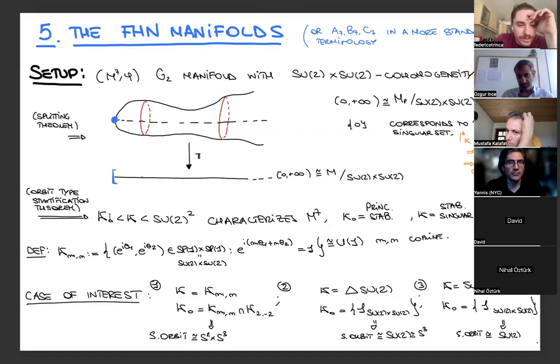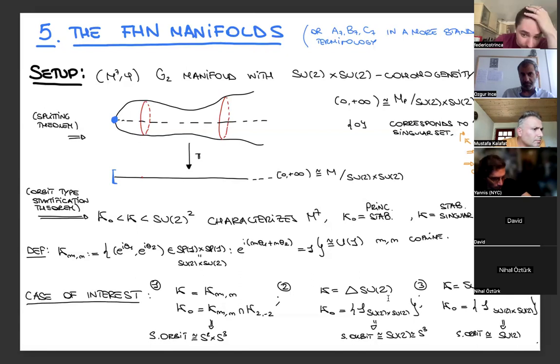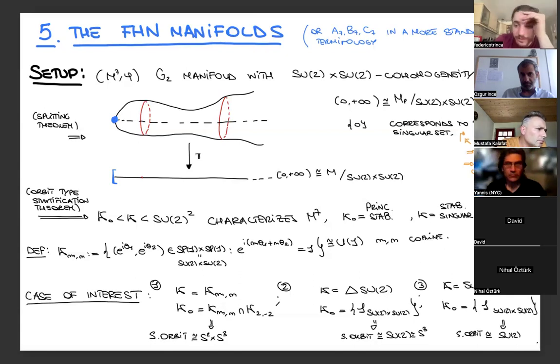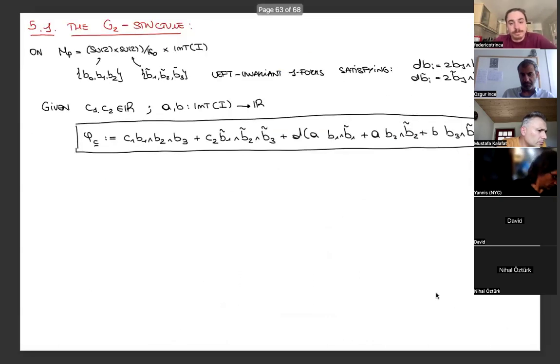So in the case of interest for the first Foscolo-Haskins-Nordström construction, the subgroups K0 and K are either this K_mn and K_mn intersected with K_2,-2, this is the first case, or the diagonal SU2 for K and K0 trivial, or SU2 times the identity and K0 trivial. So these are going to be the K0 and K in the construction.